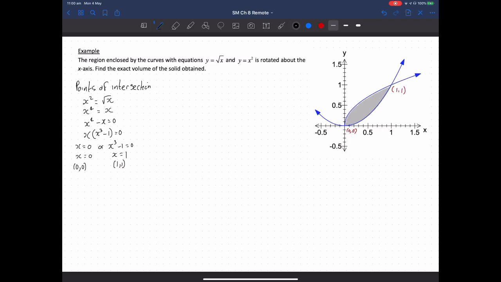The first thing we need to do when we're finding the volumes of revolution is look to see which curve is on top. In yellow, I have just highlighted the curve that is on top in the region that we're interested in. That is y equals the square root of x. The curve that is underneath, I'm going to mark in green. That is y equals x squared.